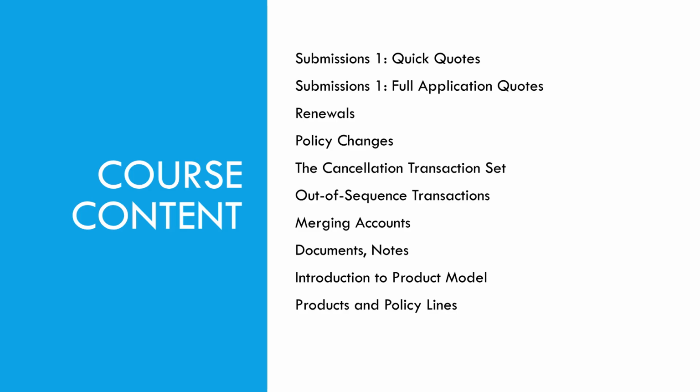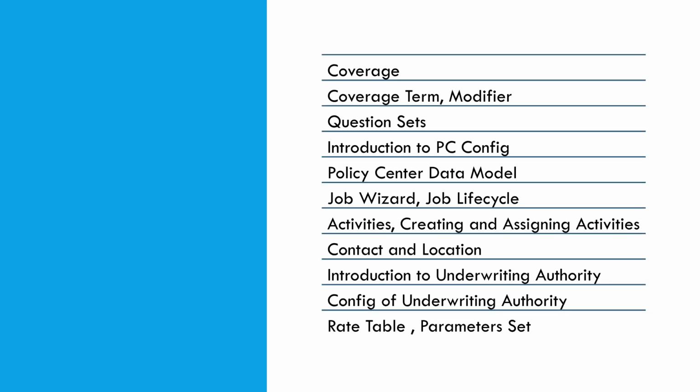The course content covers quick quotes, full application quotes, renewals, policy changes, cancellations, and out-of-sequence transactions. It also includes merging accounts, documents, notes, and an introduction to the product model. Further course topics include coverage, coverage term, modifier, and question sets. Also covered are an introduction to PC config, PolicyCenter data model, job wizard, activities, contact and location, and underwriting authority configuration.